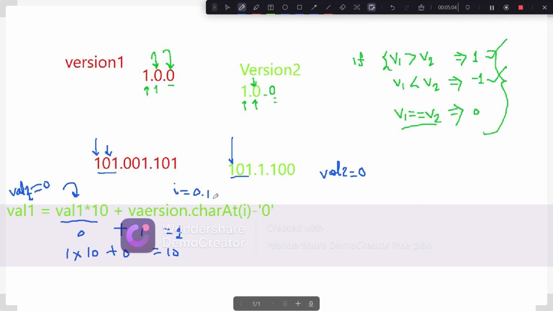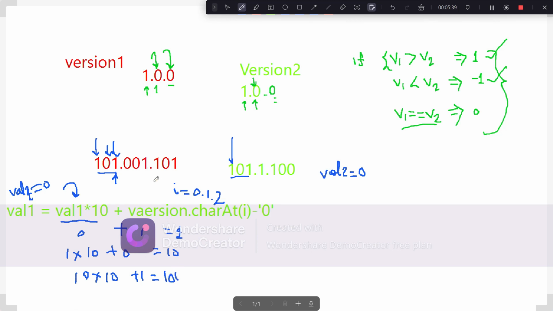Okay, so now let's say I equal to 2. So when I equal to 2, we are at here. Okay, now the val1 is 10, so we will put this formula. So it would be 10 into 10, right? So 10 into 10 plus version 1 at caret 2. What is caret 2? Caret 2 is 1 here, right? This is 1 only. So we will have 1 minus 0. So this would be plus 1. Okay, so finally what we are getting? We are getting 101. Okay, because this is a string, so that is why this is a bay.